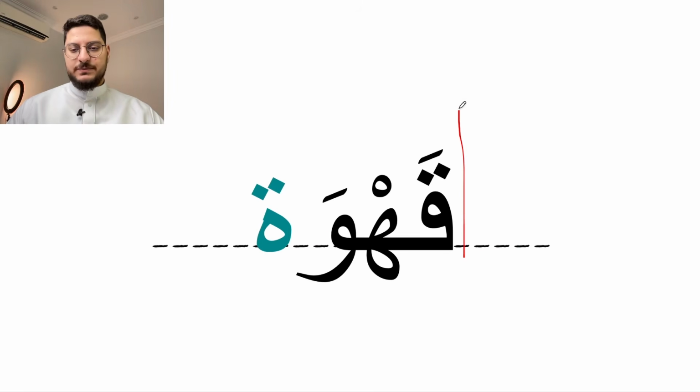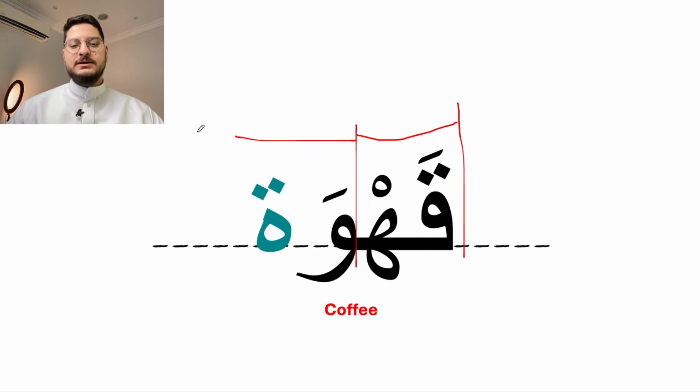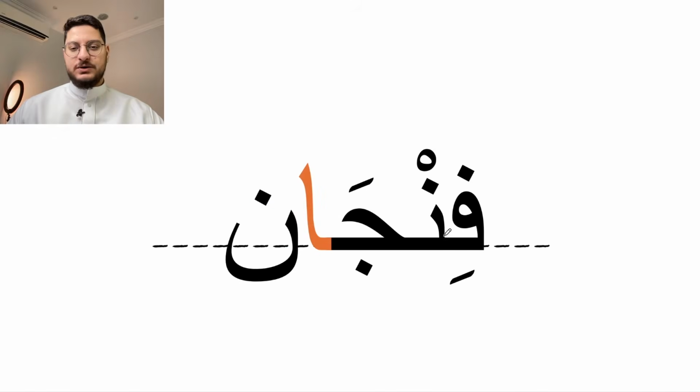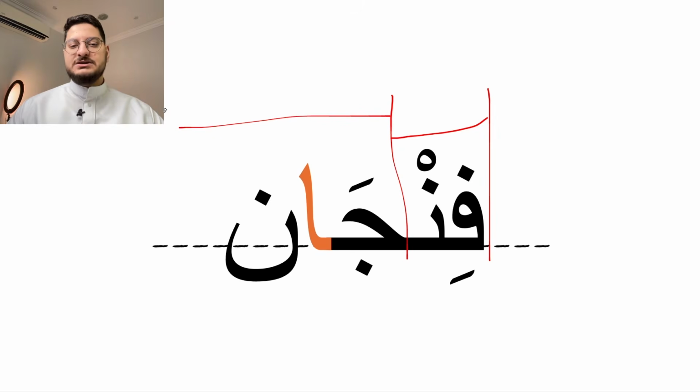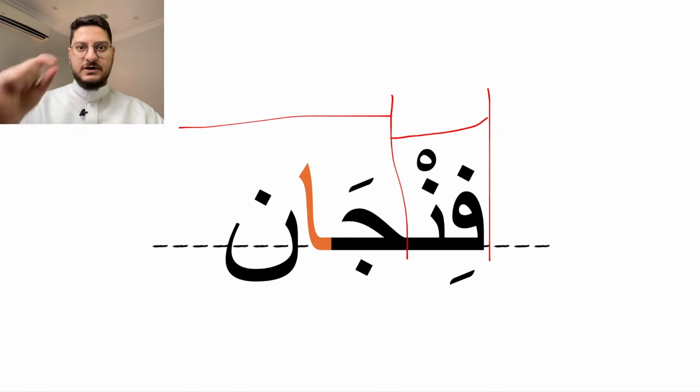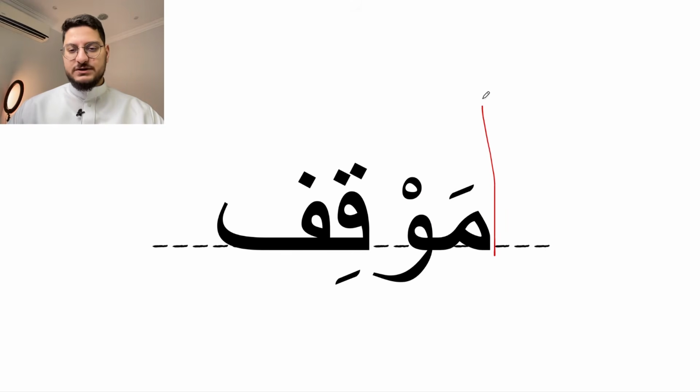So the first word has two syllables. The first syllable here is gah. This is the ha, remember? Gah. And then wa. Gahwa. And gahwa is coffee. Gahwa. Next one. We have two syllables again. The first syllable is fin. We have the fa with the kasra. And then jan. Finjan. Finjan is the small coffee cup we use in Saudi.